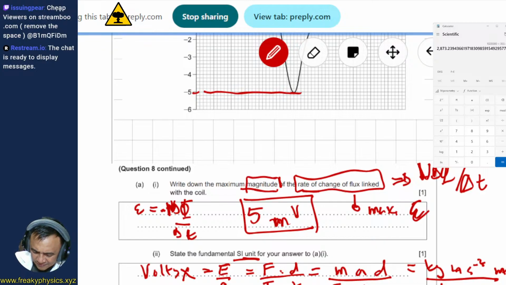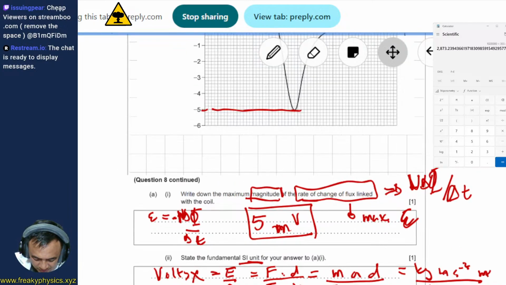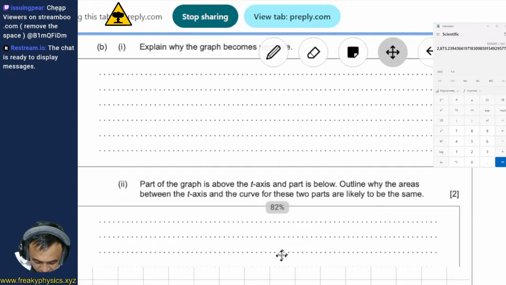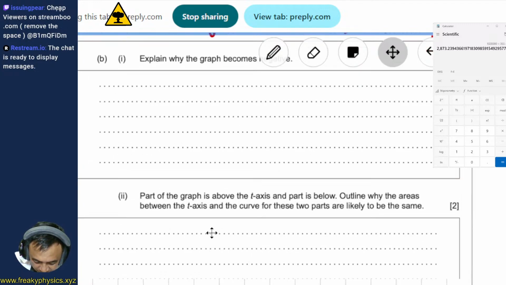All right. Explain why the graph becomes negative. Oh, I understood that though. Oh, you understood this part. All right, so let's skip that. What else do we need to go through? Part 2. Part of the graph is above the T and part is below, and the areas between are likely to be the same. You have an answer for this? They aren't the same. Well, they're definitely not going to be the same, but they are going to be at least approximately the same.